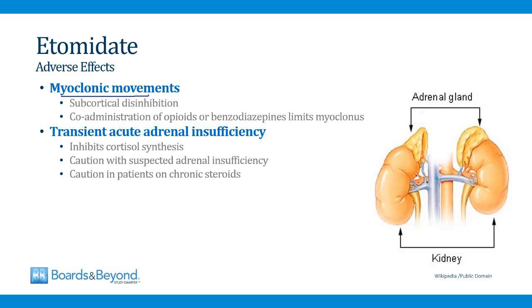This is because the drug has some effects in the subcortex where it leads to disinhibition of subcortical structures, and that's what leads to the muscle jerks. If you co-administer opioids or benzodiazepines with etomidate, this will limit the amount of myoclonus. And then lastly, etomidate causes a transient and mild acute adrenal insufficiency.